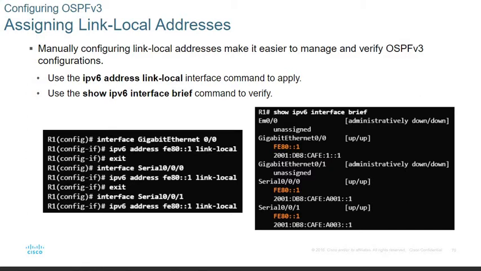Assigning link-local addresses. Manually configuring link-local addresses makes it easier to manage and verify OSPFv3 configurations. Use the ipv6 address link-local interface command to apply. Use the show ipv6 interface brief command to verify.